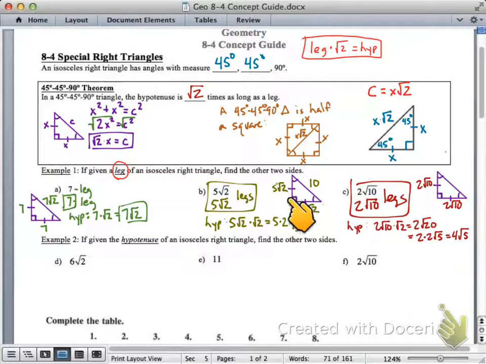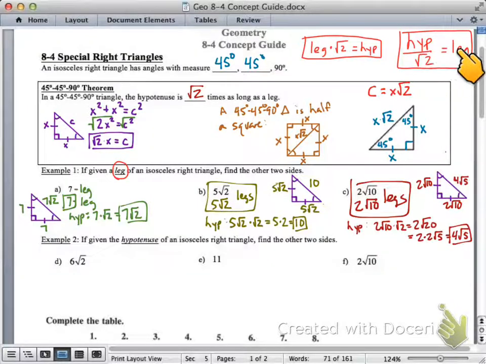Okay, so the process here, if you're given a leg, hopefully you see that that's all there is to it. You multiply the leg times the square root of 2 when you have a 45, 45, 90 triangle. What do you do if you're given the hypotenuse? If you're given the hypotenuse, divided by the square root of 2 is equal to the leg. It's the opposite. Instead of multiplying by the square root of 2, we divide by the square root of 2.